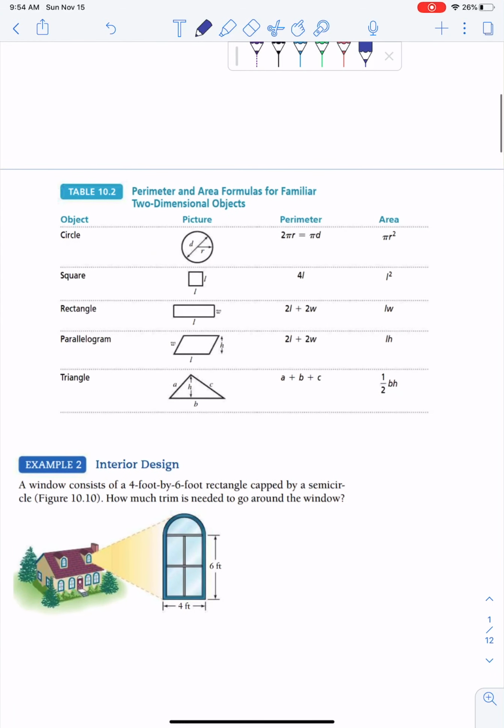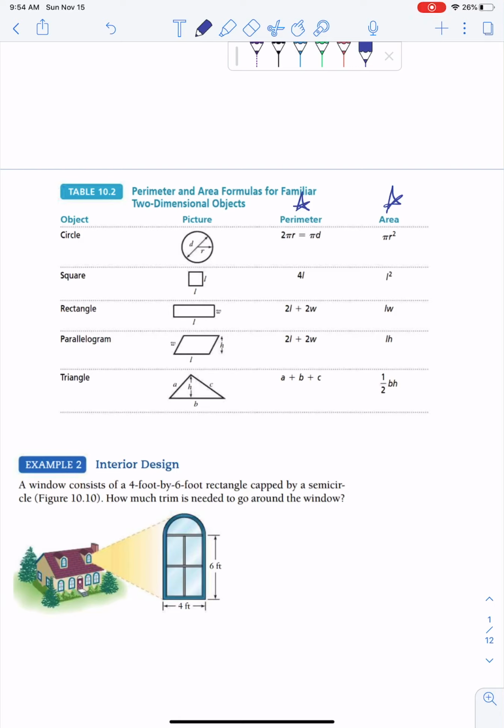Again, I'm going to give you all these formulas, so don't stress about memorizing them. It might be a good idea to copy them into your notes so you don't have to keep referring back to the video, but you will have access to these formulas. This diagram right here gives you the different shapes that we're going to be using: circles, squares, rectangles, parallelograms, and triangles. And then the first column gives you the formula for their perimeter, and the second column gives you the formula for the area of that shape.